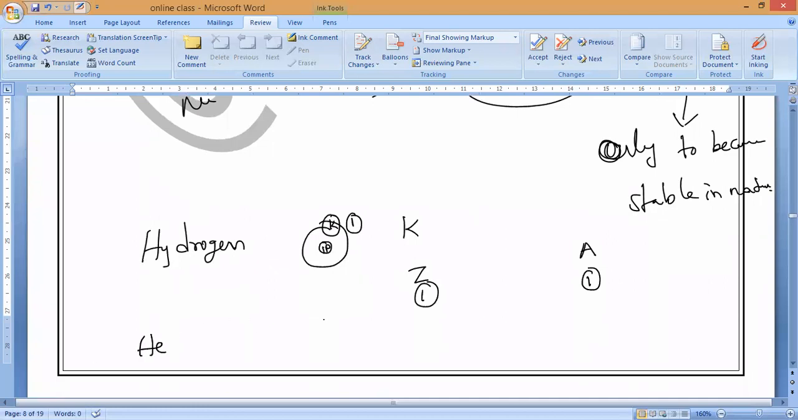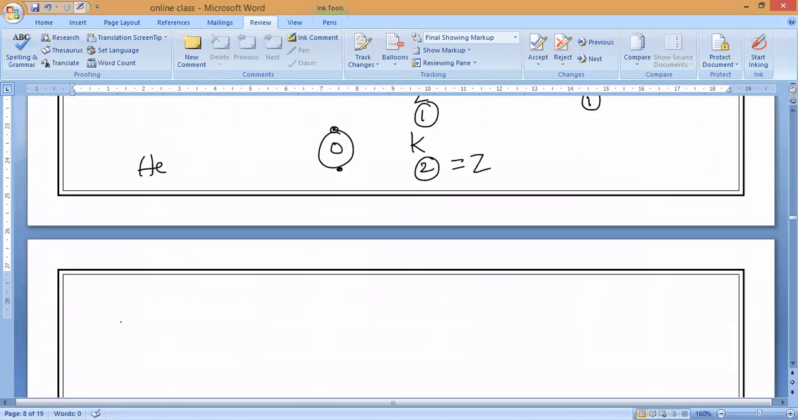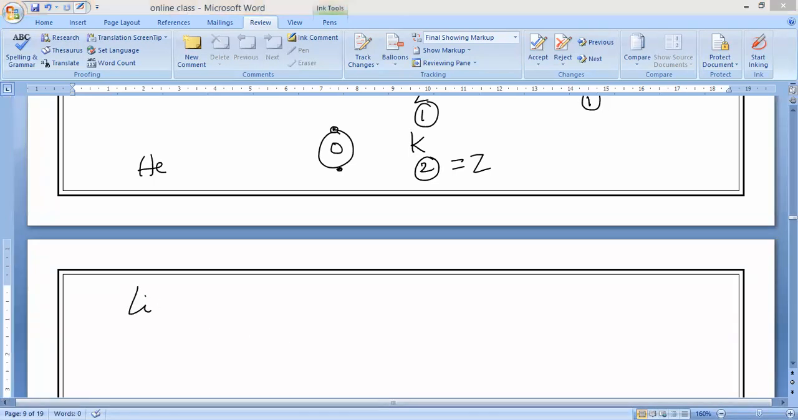Next, if we take helium, how many shells? Helium also has one shell, the K shell, with two electrons present. Then if we take lithium, lithium is the third one. You can see the first 20 elements in your textbook. The lithium symbol is Li, and its atomic number is 3.